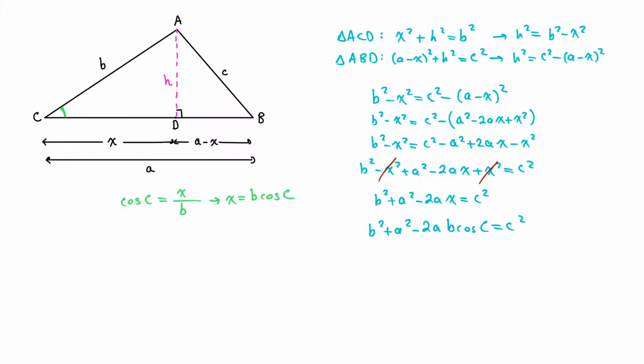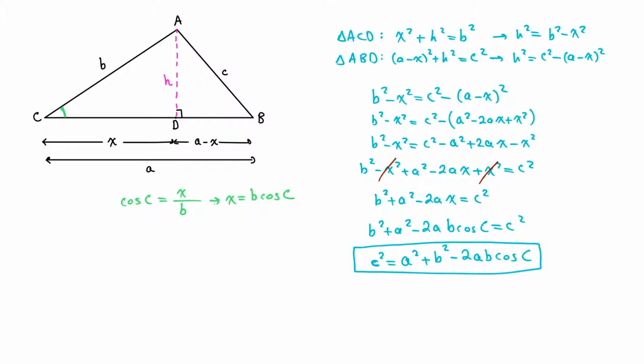To write it in a slightly better form, rearranging things in alphabetical order, we can write c squared, which is what we're looking for, is equal to a squared plus b squared minus 2ab cosine of angle c. And this is our final equation. Just to make sure everything is written properly, I'm going to write lowercase c to distinguish between the side length and the angle over here.